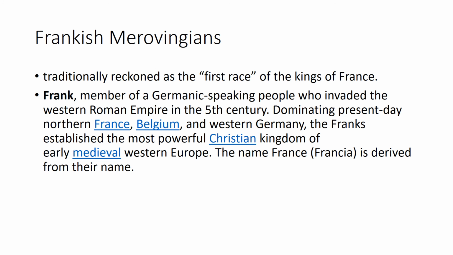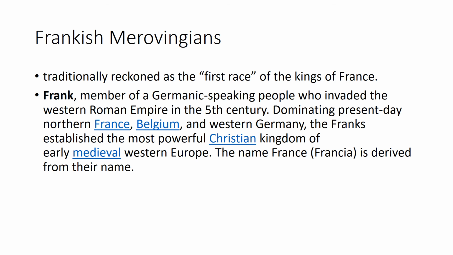Now, the Frankish Merovingians. These are traditionally reckoned as the first race of the kings of France. So this is where we get our first line of kings in France. A Frank was a member of a Germanic-speaking people who invaded the Western Roman Empire in the 5th century, dominating present-day northern France, Belgium, and western Germany. The Franks established the most powerful Christian kingdom of early medieval Western Europe. The name France, or Francia, is derived from their name.